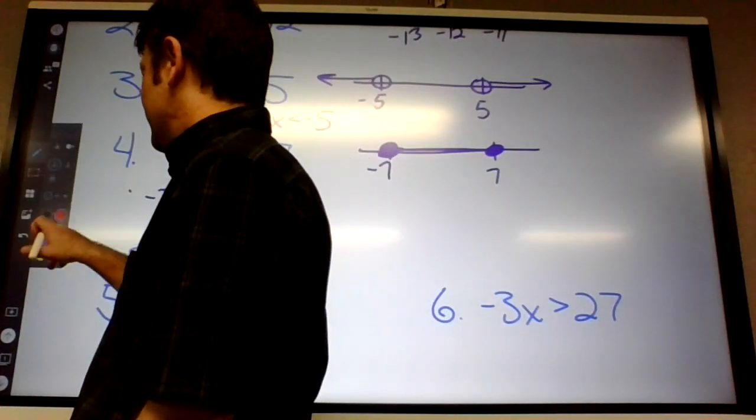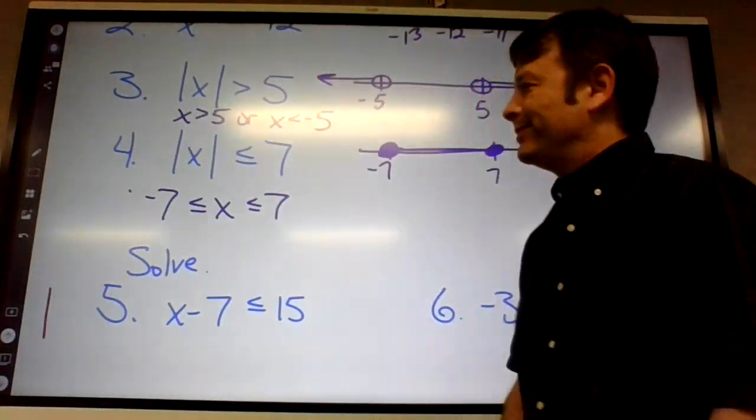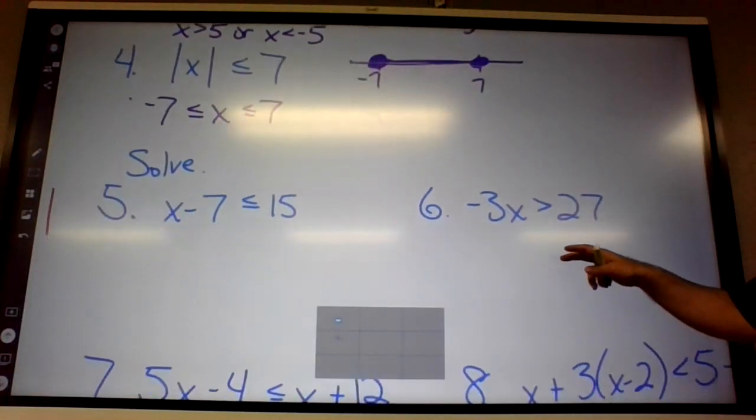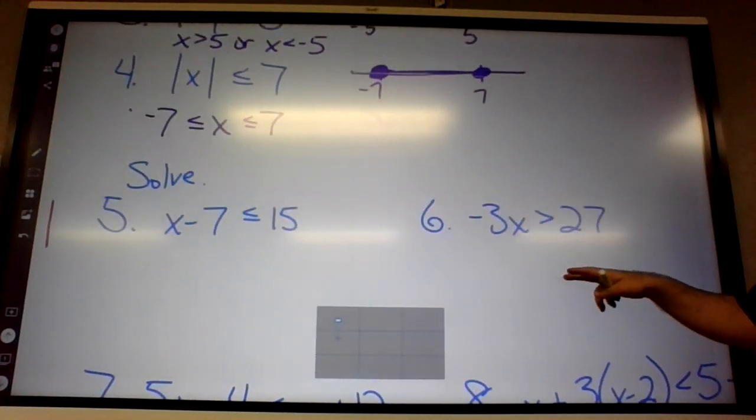Interesting color. I don't like red. Too bad. I do. Pumpkin.